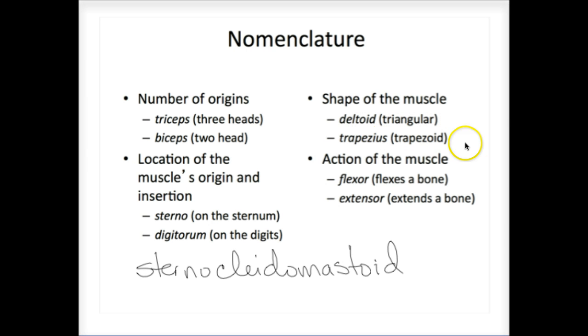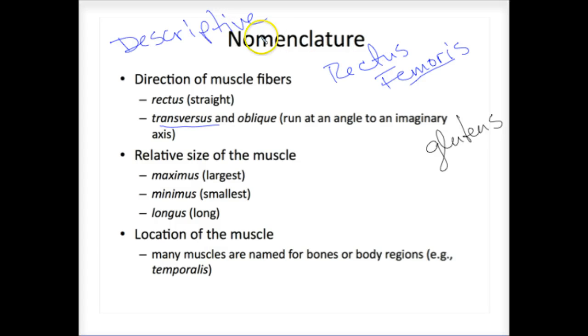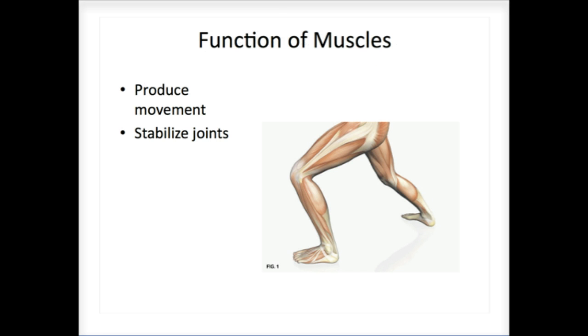The shape: deltoid, trapezius, we talked about those. The action: flexor, extensor, so you could have a flexor carpi ulnaris. Okay, that tells you the action, it tells you where it's attached. So the main thing, again, everything in a muscle name is descriptive. It's telling you something. It's telling you a story about that muscle. So back to the basic functions.